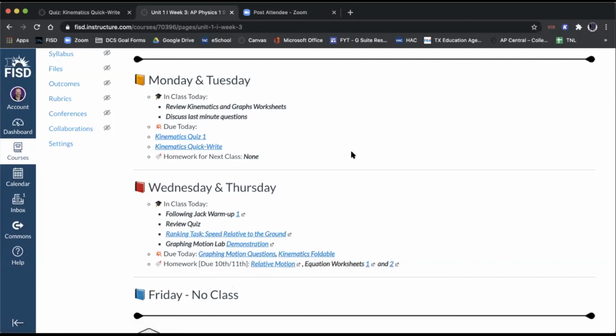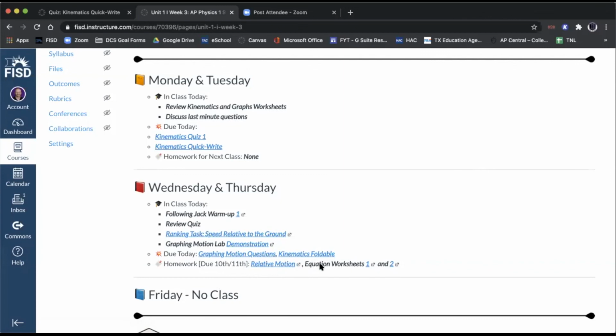Now, for homework, yes, I see that it says due on the 10th and the 11th. That's when you're getting assessed next. Don't wait till assessment day. This is what I want my class to do. Today, do the questions in the kinematics foldable. You have Thursday, Friday, Saturday, Sunday, Monday. You have 5 days before we meet again. Do the relative motion homework in the next 5 days, as much of it as you can.